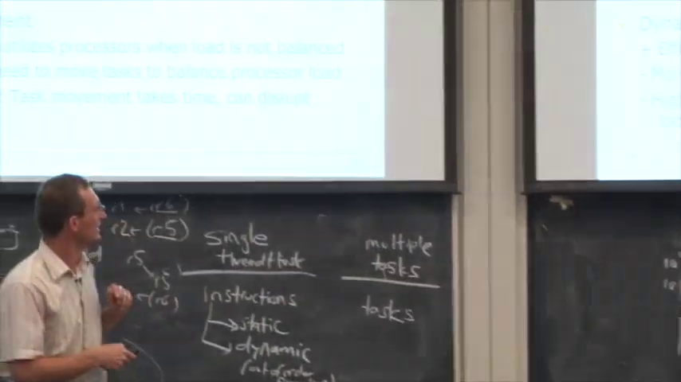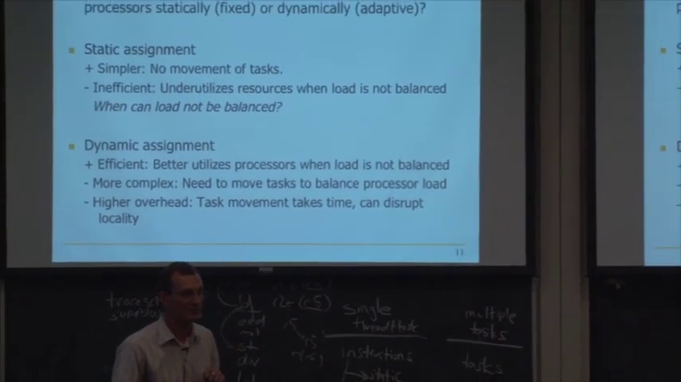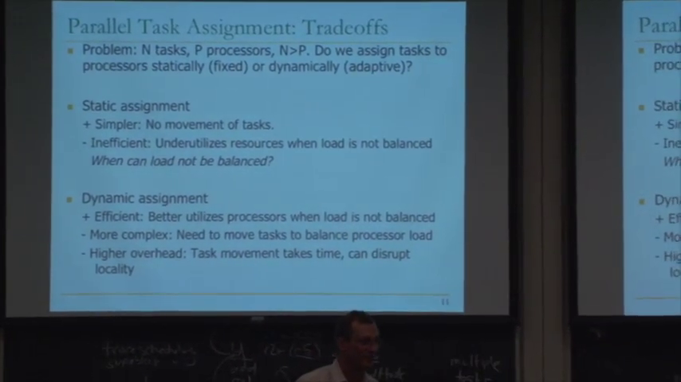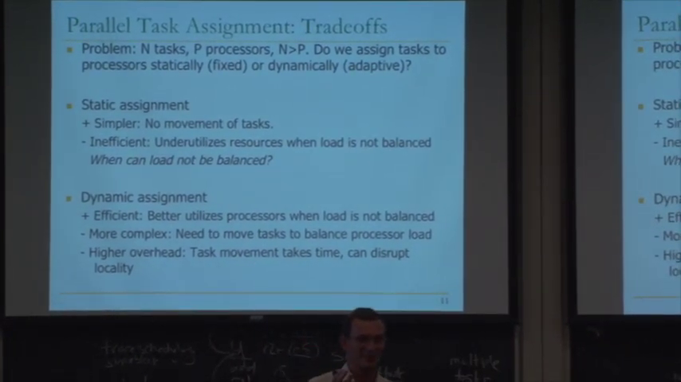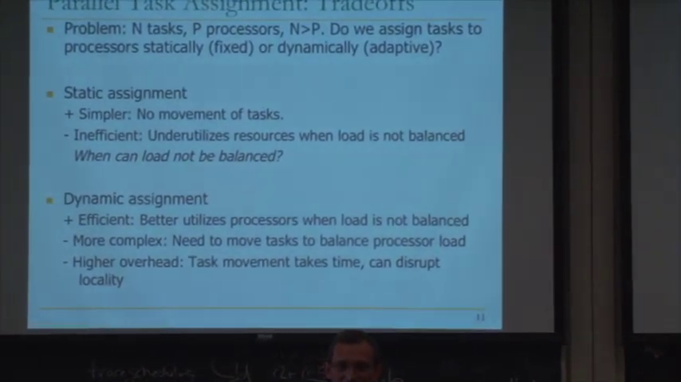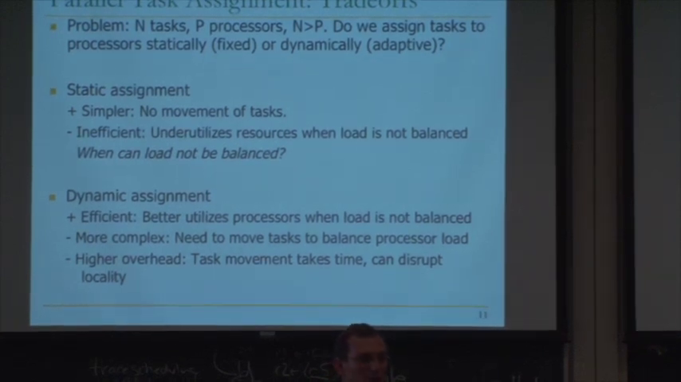It's more efficient. It better utilizes processors when load is not balanced. And load balance is very difficult to satisfy. If you remember 447 or 740, there are three bottlenecks, if you will, in the parallel portion of a program. Right? And one was load imbalance. And you'll remind me of the next two, hopefully, later. Think about it. But load imbalance is one of them.